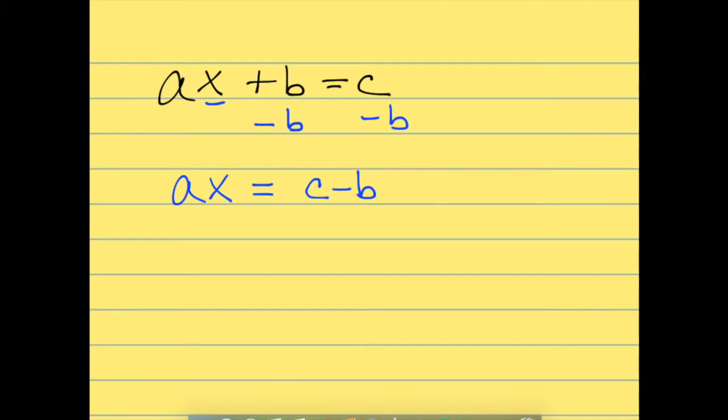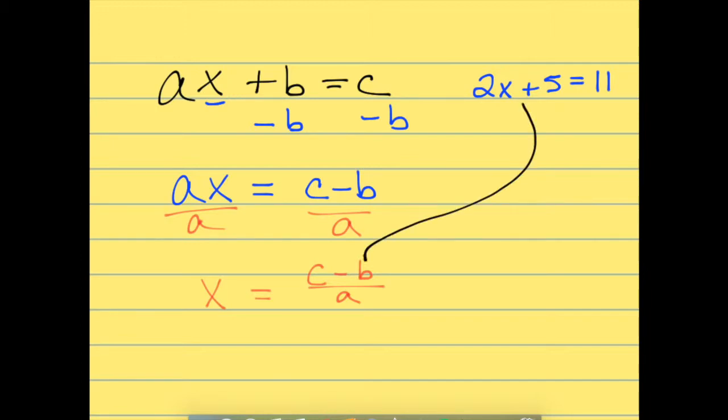Then, to get rid of the a, since it's being multiplied by x, I would divide both sides by a, and I get x equals c minus b over a. Now I could use that to solve an equation that was written in a similar format, like 2x plus 5 equals 11. All I have to do is track that down here and plug those numbers in where they belong.